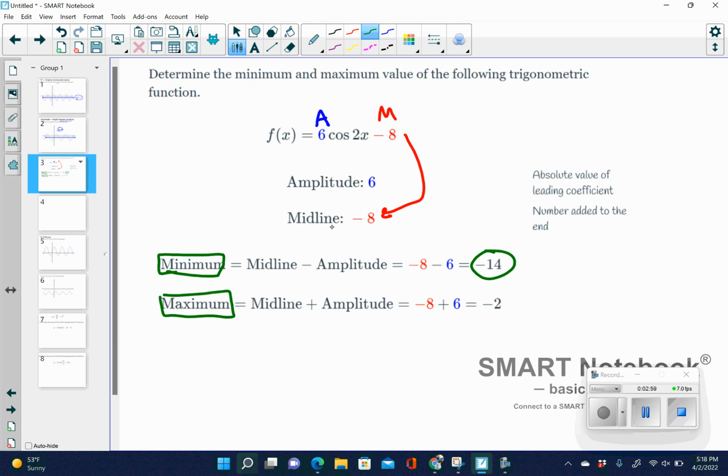Anyway, so you go midline, so -8 plus 6, and that's -2. So that's your maximum. So minimum is -14, maximum is -2.